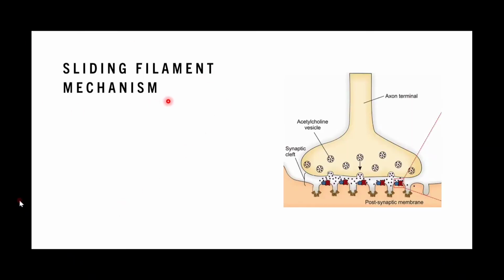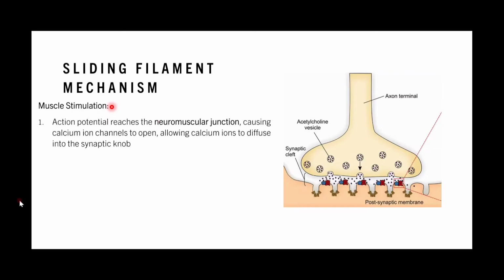And so first we're going to start with muscle stimulation, because we cannot cause our muscles to contract without it first being stimulated by a nervous impulse. So that's where we're going to start on how we can contract our muscles. So the first thing is an action potential comes down our motor neuron into this neuromuscular junction.